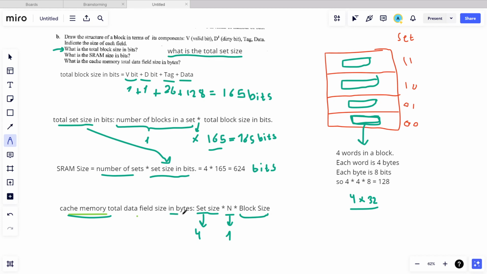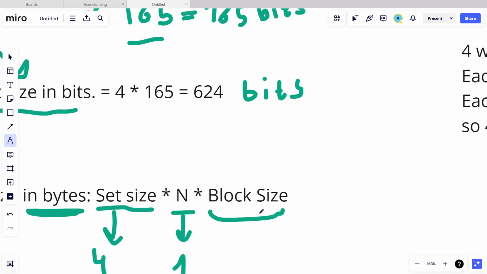Remember, we got this in bytes. So what is block size? Block size is how many words in each block. Correct? Correct. So how many words did we say?